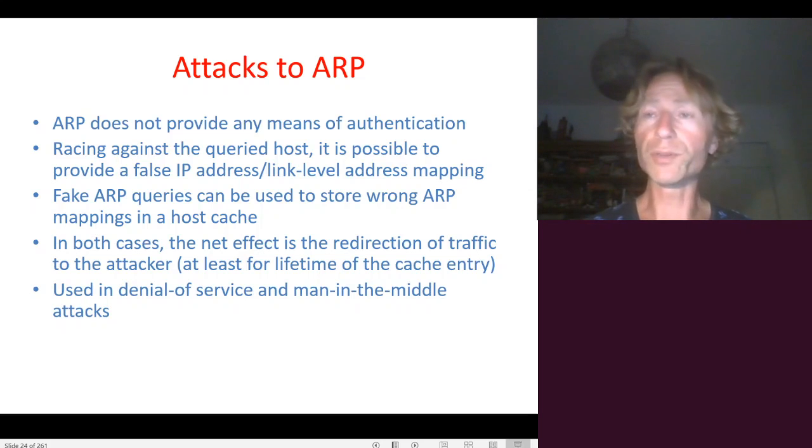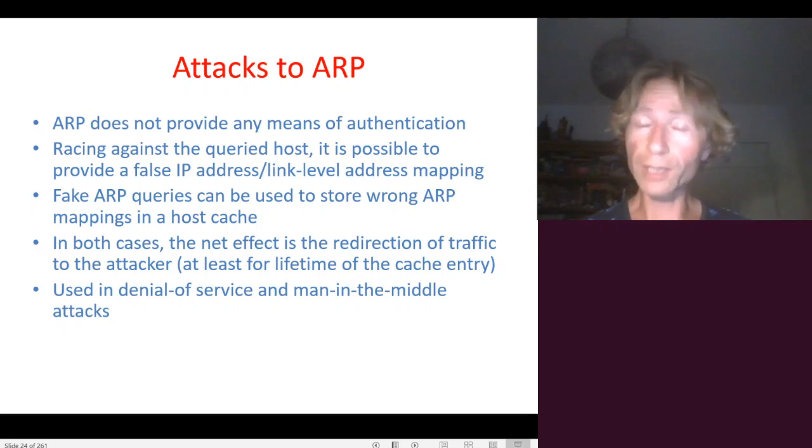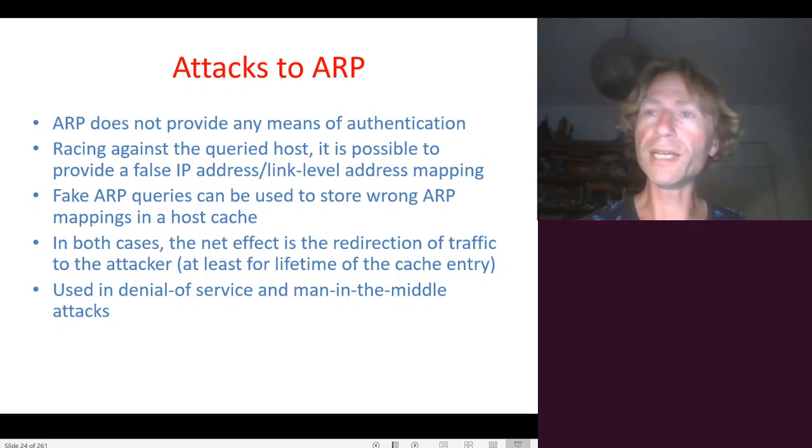So if you use it for denial of service attacks, you actually map the IP addresses to maybe a non-existing MAC address, right? And then all the traffic will disappear. Or if you want to do a man-in-the-middle attack, you basically make sure that all the traffic to all the IP addresses will go to your MAC address, and then you look at it and you make sure that afterwards you send it to the legitimate owners of the IP address.